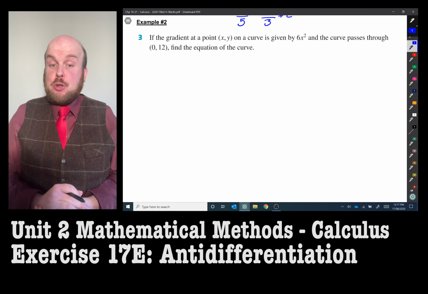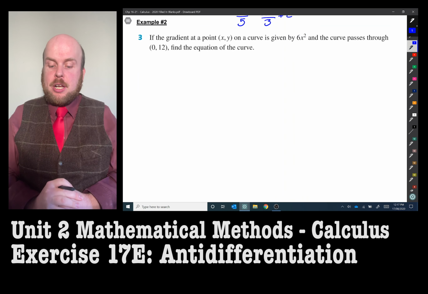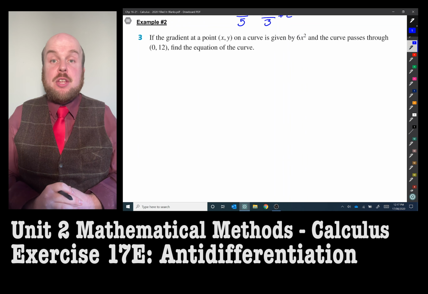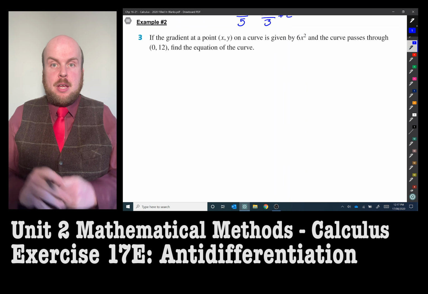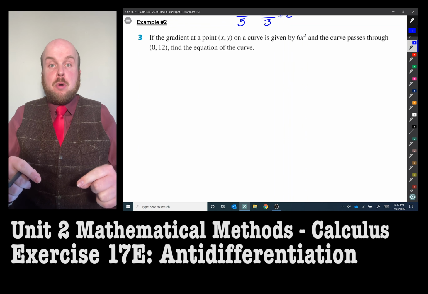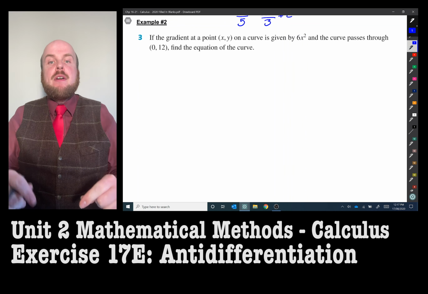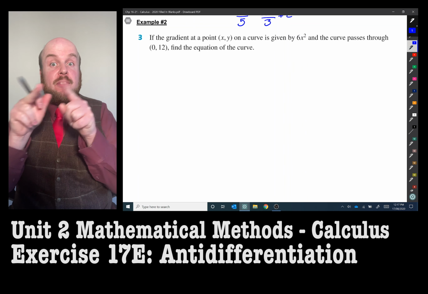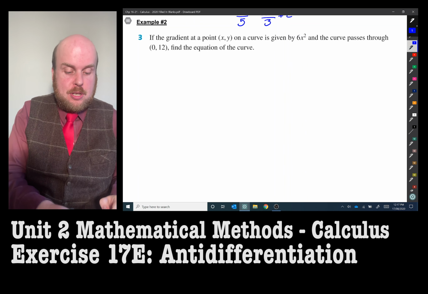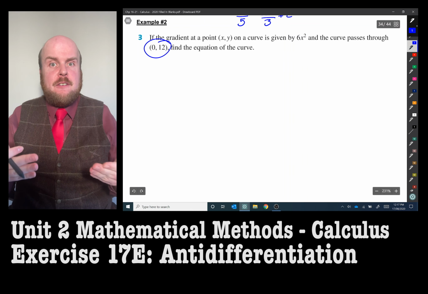Example 2. If the gradient at a point (x, y) on a curve is given by 6x squared and the curve passes through (0, 12), find the equation of the curve. So we've got the derivative. So what we're going to need to do is take that derivative and find the original equation. We'll get a plus c.